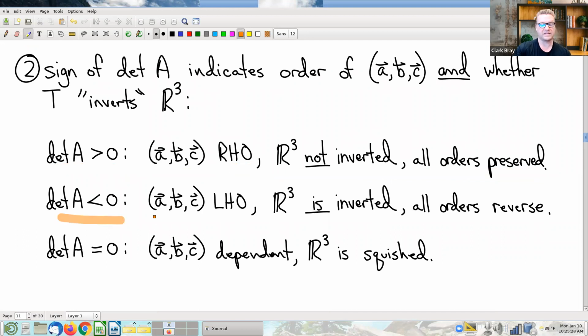Negative means that the list is in left-hand order. There was an inversion, and all orders are reversed and everything's backwards. You're in mirror world, right? Anyway, and then, of course, there's the anomalous case: the determinant could be 0, in which case the vectors are dependent and everything's squished in and everything's haywire.